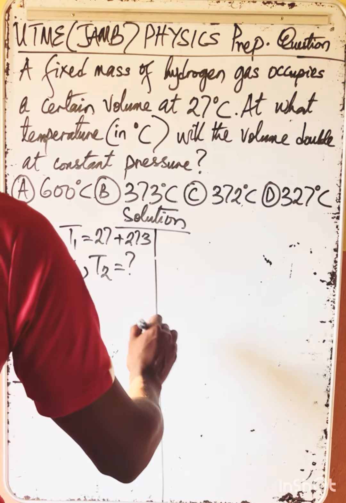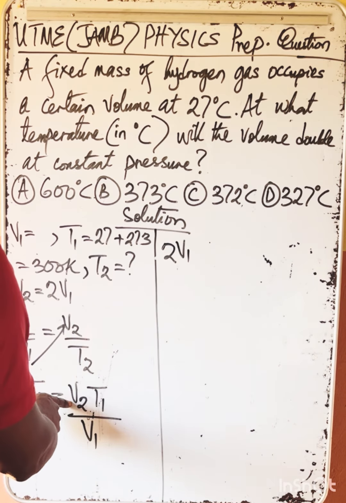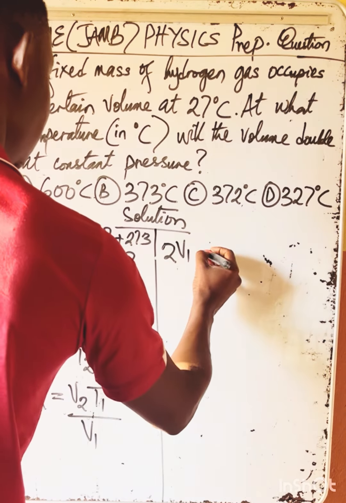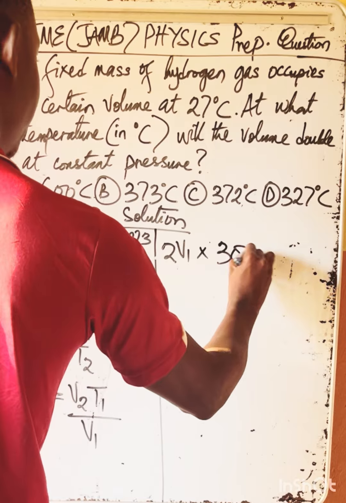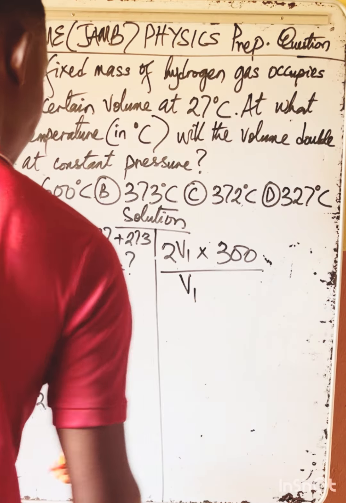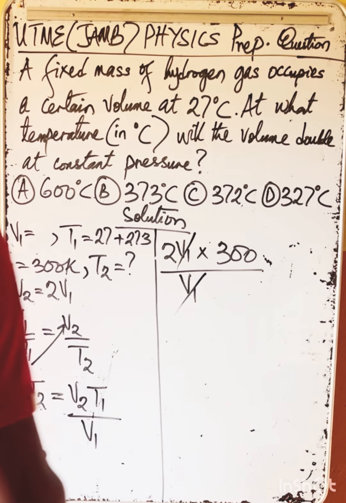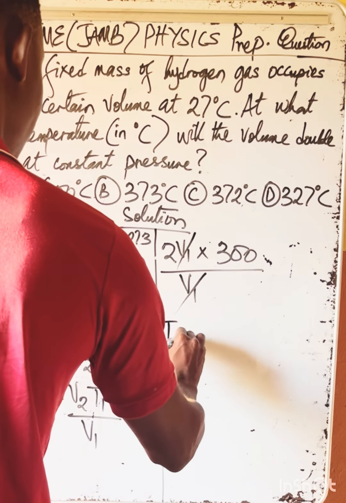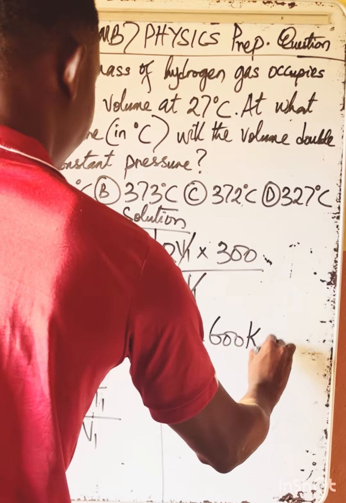So our V2 here is 2V1, if you remember here. Then times our T1, which is 300, over our V1, which is just V1. They say a certain volume. So you see that the two V1s will cancel out, and 2 times 300 is 600 Kelvin.